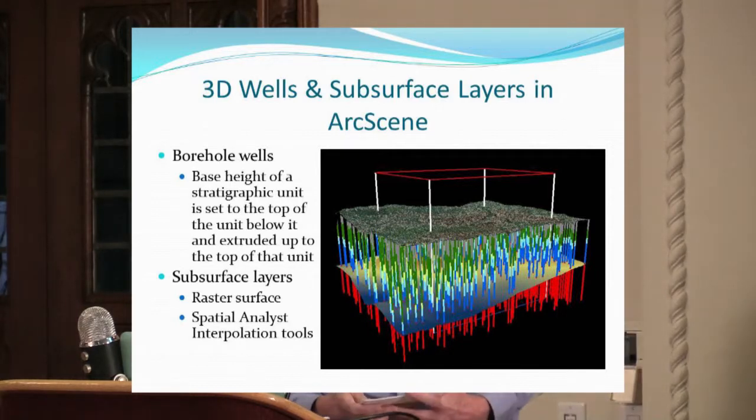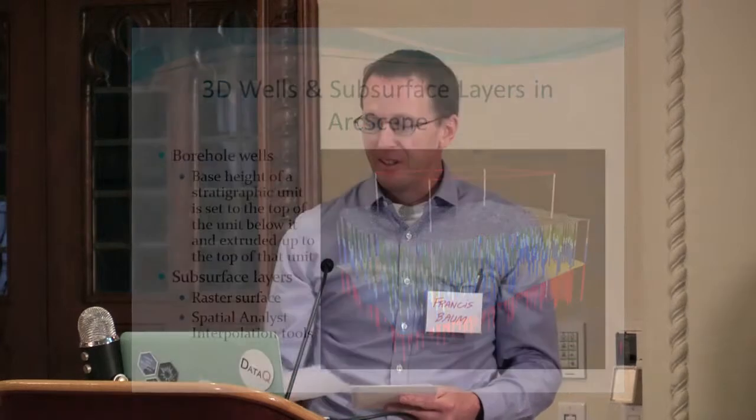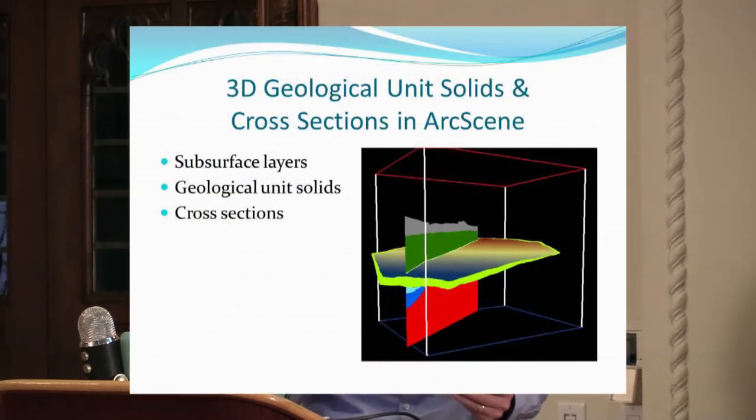And so in this figure, you can see all the borehole wells. And I should say this data was simulated data, but I've been doing it recently with real data in Missouri. And in that figure, you can see one elevation surface underground, and then another elevation surface of the ground level. Also in ArcScene, you can create cross-sections through these raster surfaces and also create geological unit solids of each formation layer.